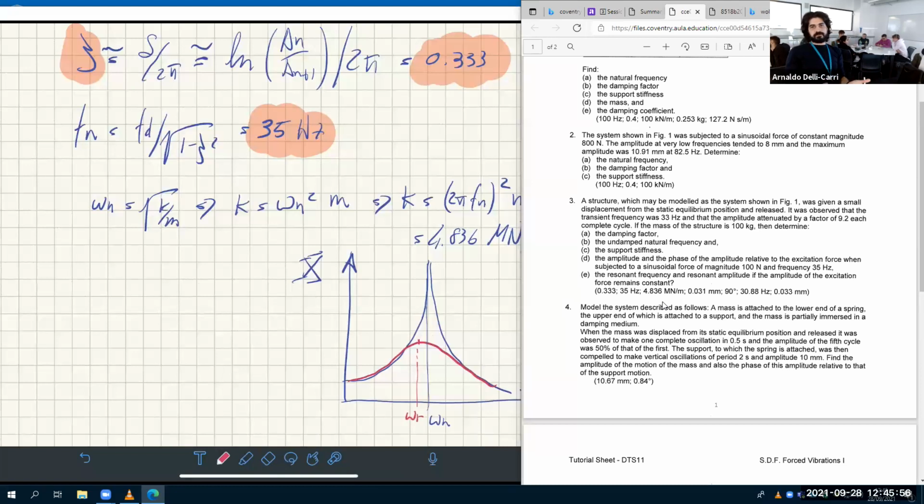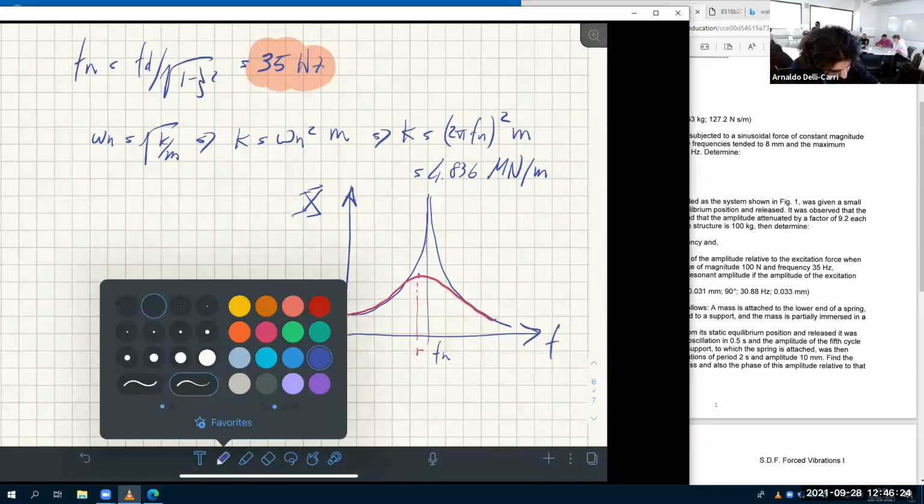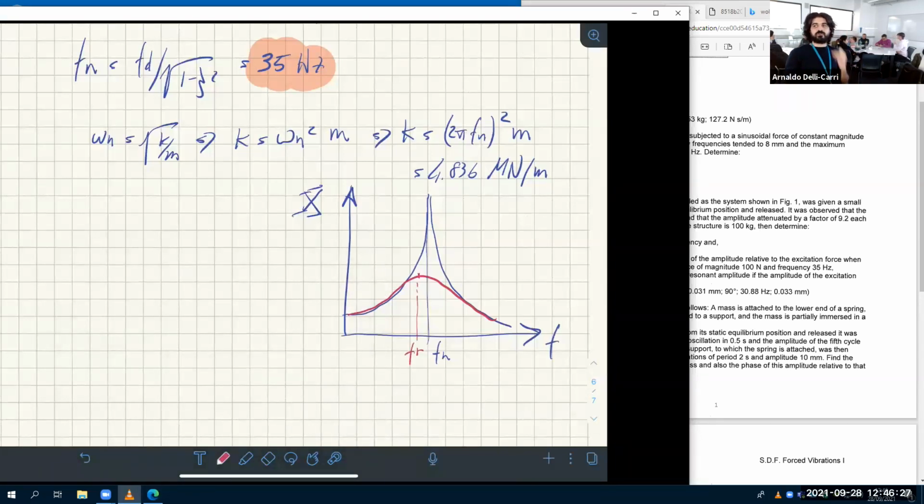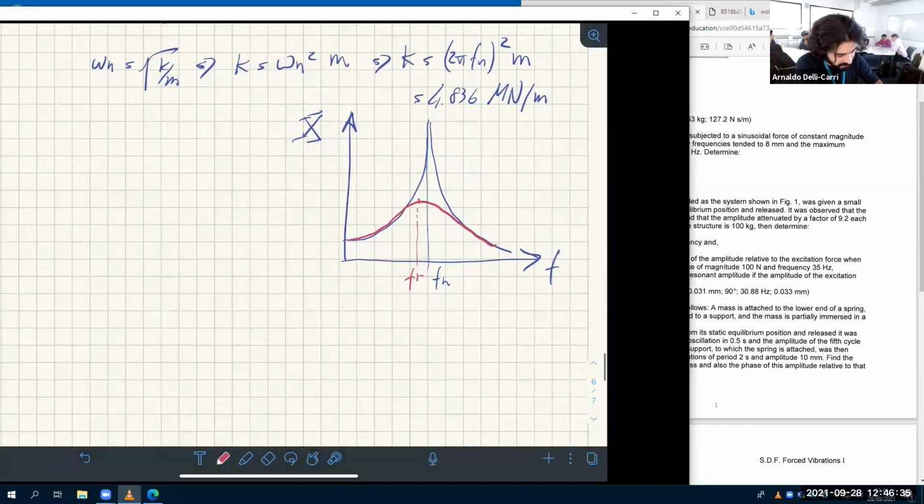Because it's damped. We know that every oscillation it gets attenuated by a factor of 9.2, so there is damping. So the max amplitude is not happening at omega n. And of course, if I divide everything by a factor of 2 pi here, I can just say f instead of saying omega n. I use the frequencies. It's the same thing. I'm just rescaling by 2 pi. Okay, so what do I want to find again? The amplitude and phase. So I want to find x, and I want to find, remember, theta.